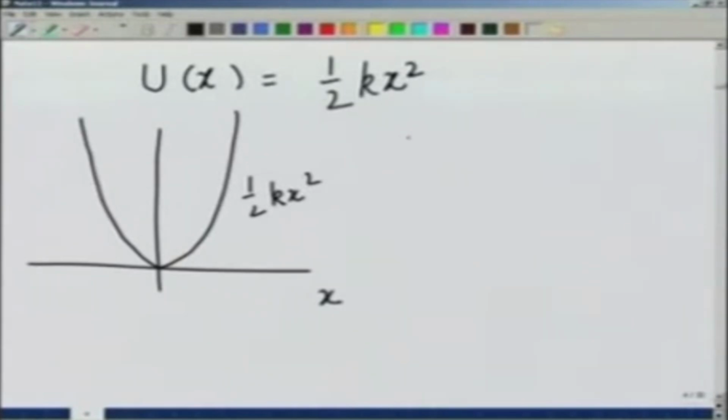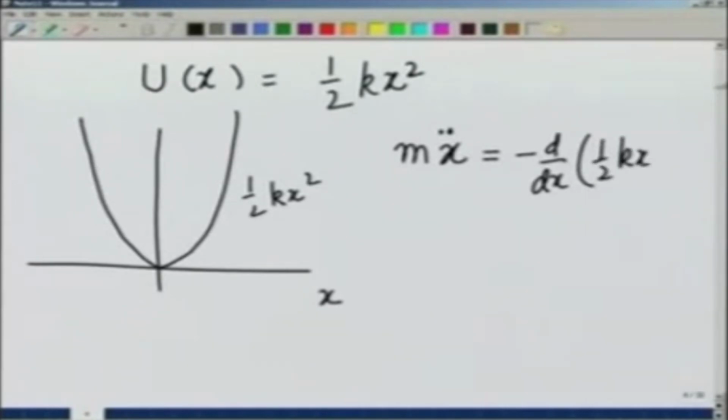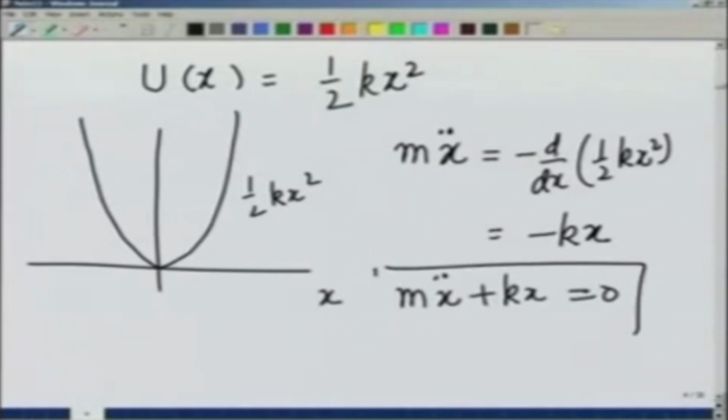Therefore, if a particle of mass m is moving in this potential, its equation of motion will be given as m x double dot equal to minus d by dx of 1/2 k x squared, which is minus kx, or m x double dot plus kx equal to 0. So this is the simplest possible equation about a stable equilibrium point.